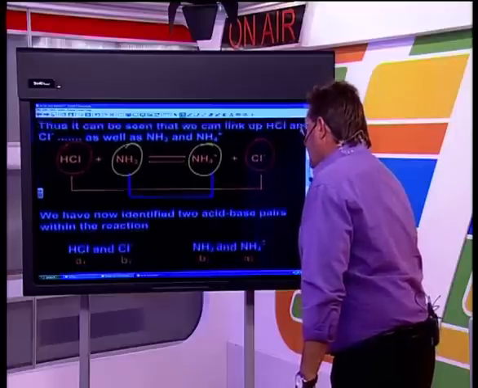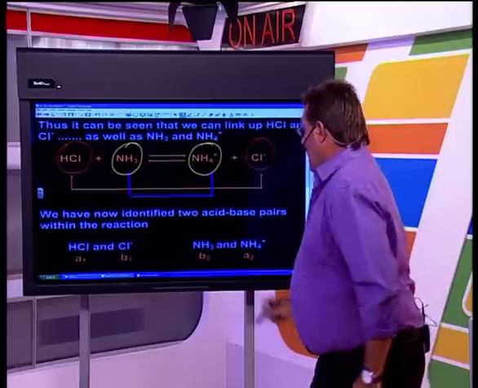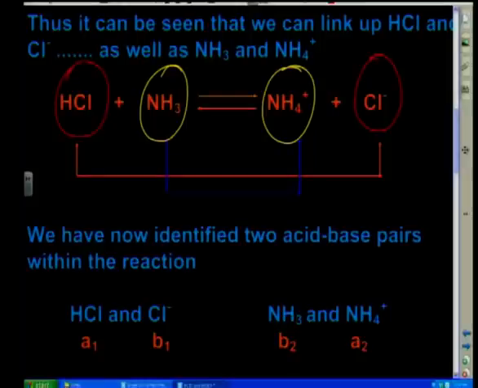So, let's have a look. There they are. Can you see now, if I take them out of the equation, HCl and Cl minus, can you see now that they are very similar? HCl acts as an acid in the forward reaction, Cl minus acts as a base in the back reaction. So there now becomes acid-base pair number 1. Okay? So I'm going to put A1 there, and I'm going to put B1 over there. There's my first acid-base pair.